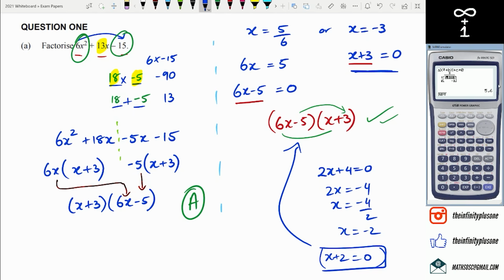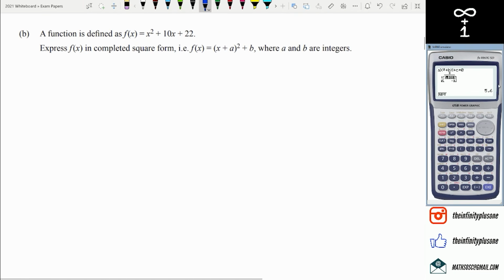Okay, enough talk for an achieved question. We are moving on to the next question here. So question 2, what we have got here is this function. We're asked to complete the square in this. All right, so what we're going to do is we've got x squared plus 10x plus 22.